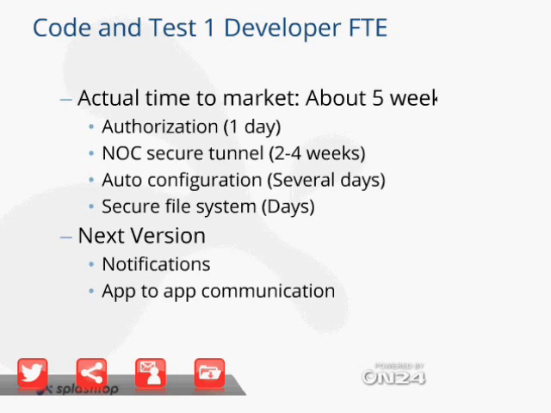Authorization took us about a day. To integrate with the Good NOC and Good Proxy took us anywhere from 2 to 4 weeks. Doing the auto configuration, depending upon how much you want to accomplish, can take 1 to several days. And the secure file system, depending upon how much you want to use. If you're just going to take the user's credentials and store them in the Good file system, that can be done very simply, maybe in a couple hours. But if you're going to take more configuration data and store it in the Good secure file system, obviously it can take longer. Next, what we're going to do is complete single sign-on. We're going to integrate with the notifications infrastructure, and we're going to take advantage of the app-to-app communication.